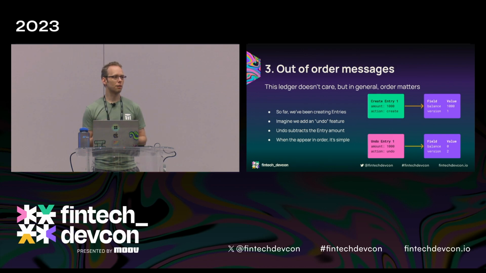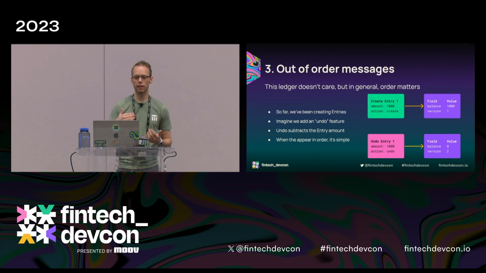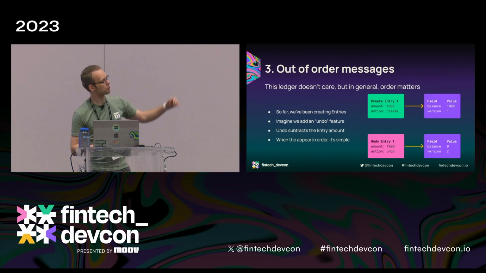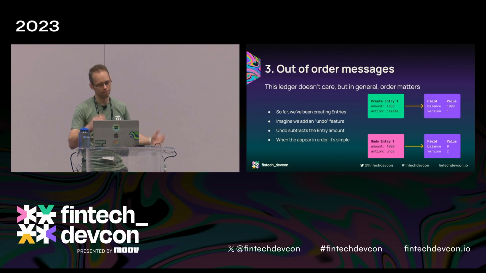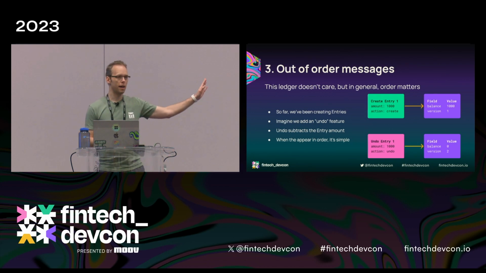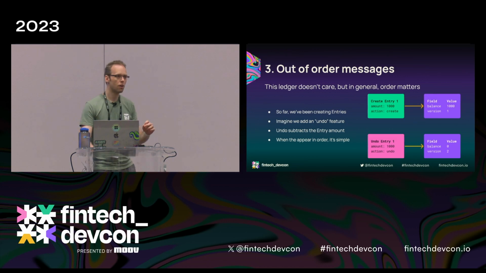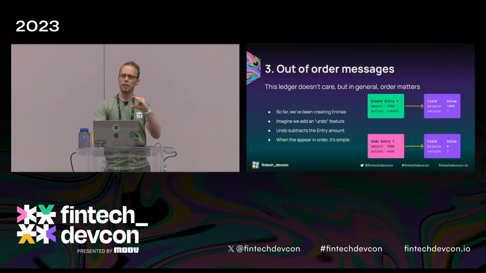So imagine product comes to us and they want an undo feature. Maybe for some reason transactions get rolled back or canceled. So when we get an undo signal on an entry, we just subtract its balance back off, and we still increment the version number of our account. So here we're creating an entry for 1,000. We get an account with balance 1,000, version 1. An undo signal comes in later. We subtract the balance back to 0, and the version has gone to 2. Easy enough. And this is the happy path of the queue, where we get the create and then we get the undo.